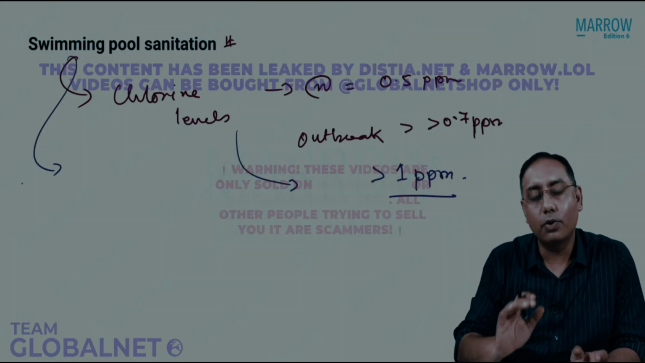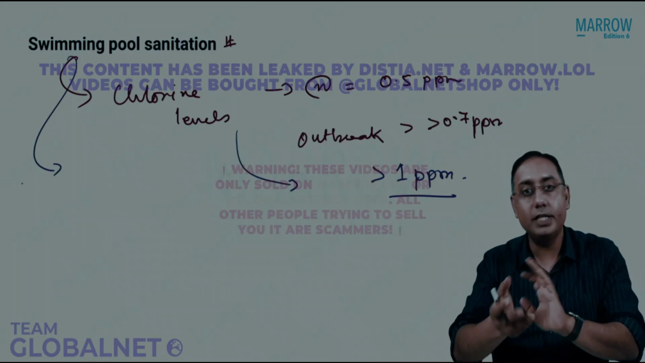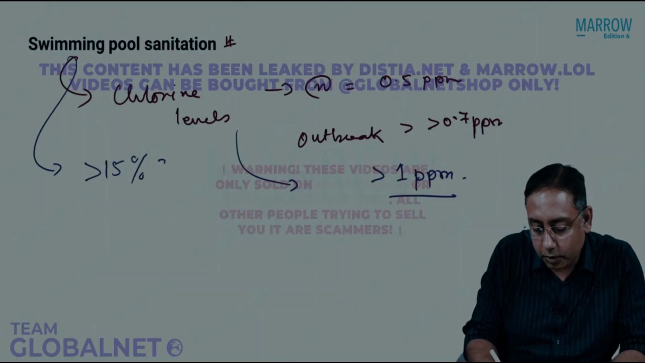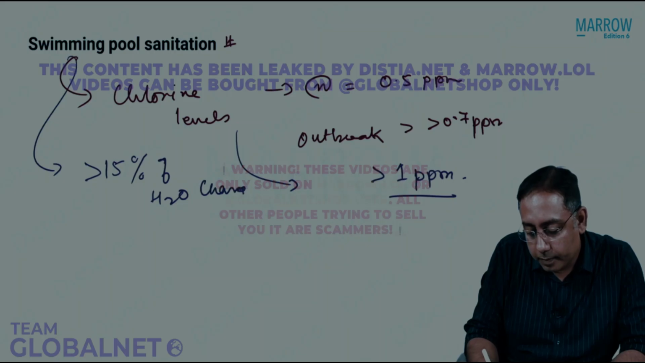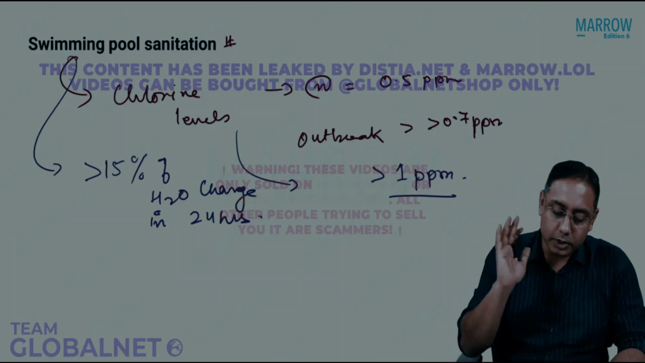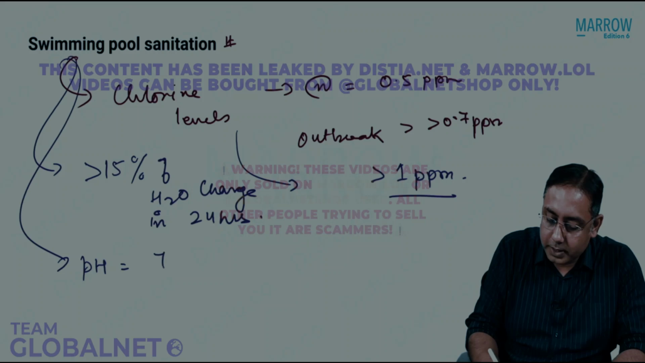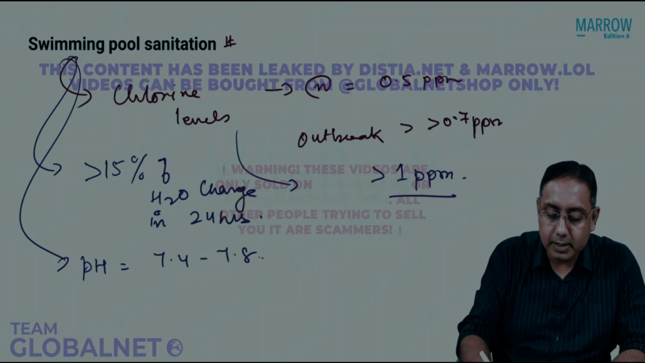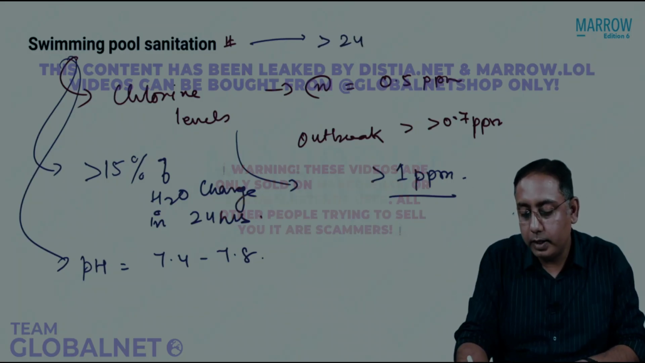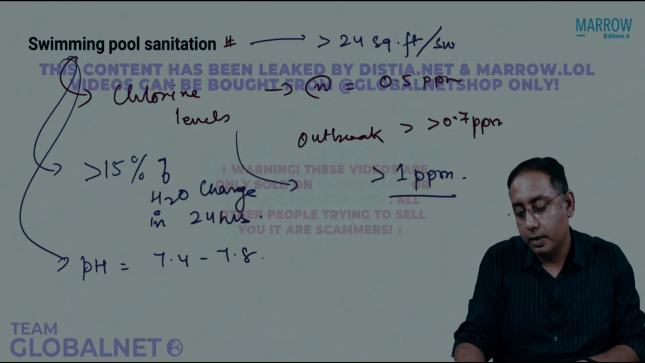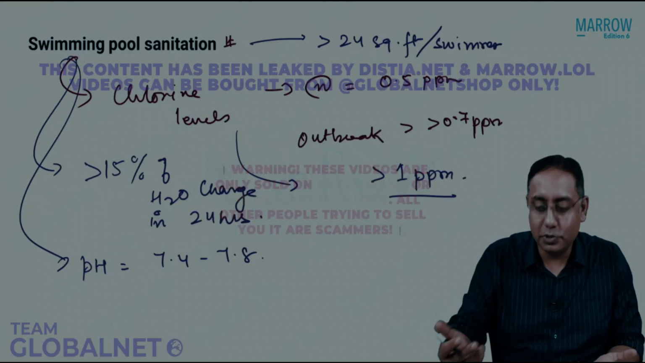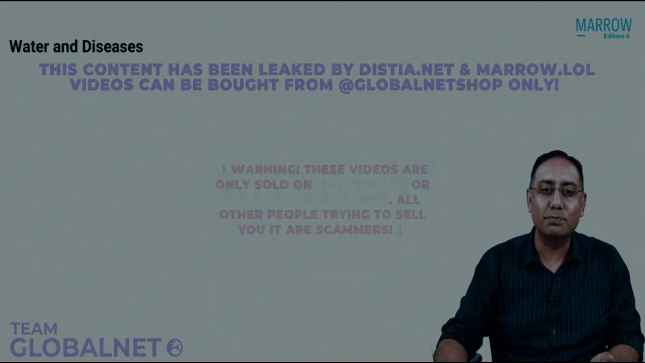Next, in a swimming pool, it is always essential that the water should be changed. You don't need to change the whole water, but at least more than 15% of the water change should happen in 24 hours. So in every 24 hours, if the swimming pool is being used, the water change should be there. Then the pH of the water should be 7.4 to 7.8. And lastly, in the swimming pool sanitation, how much is the area for the swimming pool? It should be more than 24 square feet per swimmer. So these are some of the public health criteria for having a safe swimming pool and for people to enjoy swimming as a beautiful sport. It is indeed a beautiful sport.